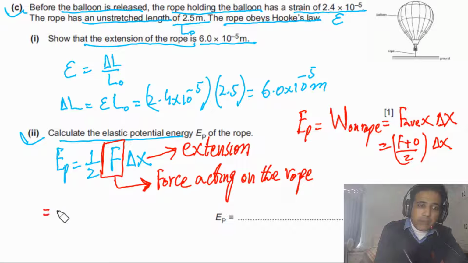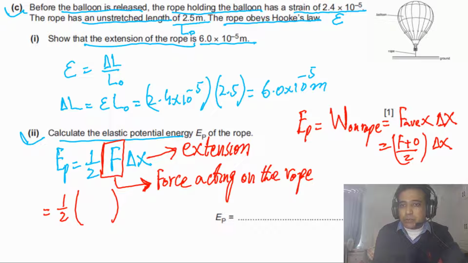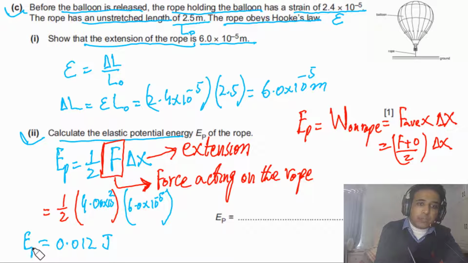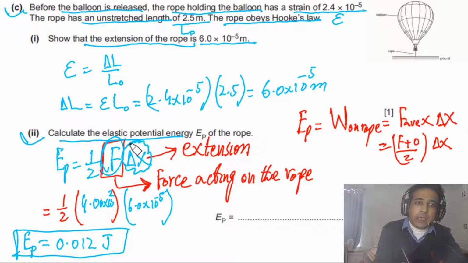Now simply we need to plug in values. So we have 1/2, and the value of tension that was given to us in the last part, which is 4.00 times 10 to 2, and the extension we have just calculated here, which is 6.0 times 10 to the minus 5. Now if we solve this one, we will get EP equal to 0.012 joules. So this is the elastic potential energy of the rope, and this is how you need to calculate. You need to understand what this F is representing, what this delta X is representing. So this is our answer.